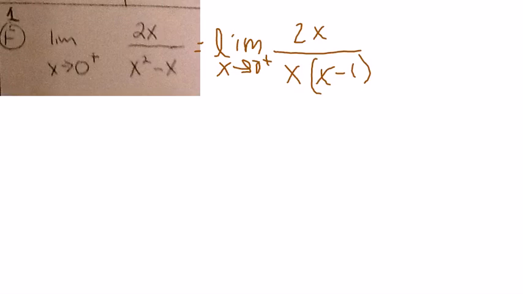Write it as the limit as x goes to 0 from the positive side, the right side, of 2x over x times the quantity x minus 1, because we factored that x out. So now you can see we're going to have a hole at x equals 0.